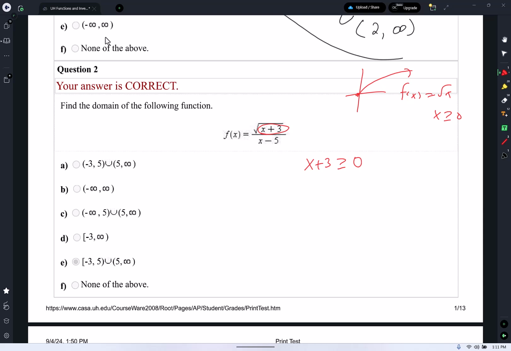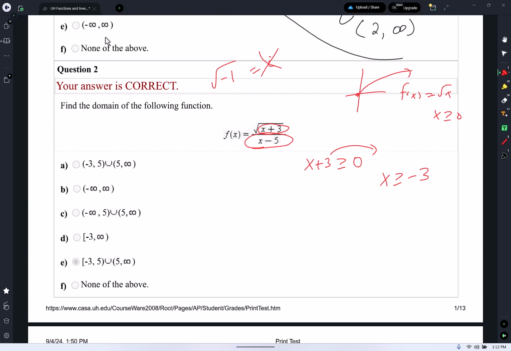Does that make sense, guys, or no? Yes. You can't do square root of negative 1 because that's i, and we're not talking about imaginary. So the expression x plus 3 must always be greater than or equal to 0 if I want it to be a real number. Does that make sense? So I just move the 3 to the other side. I get x is greater than or equal to negative 3, but I have a denominator.